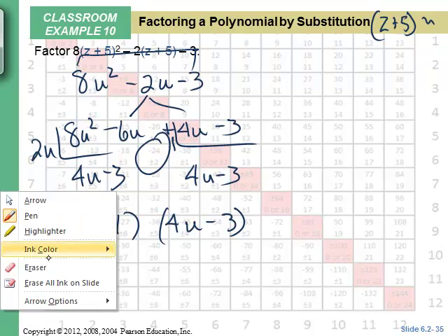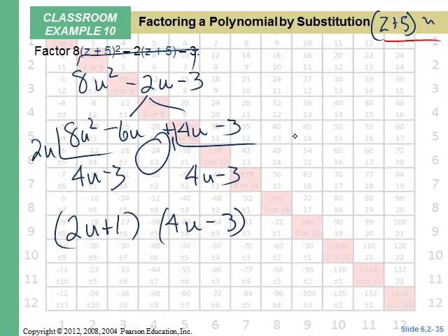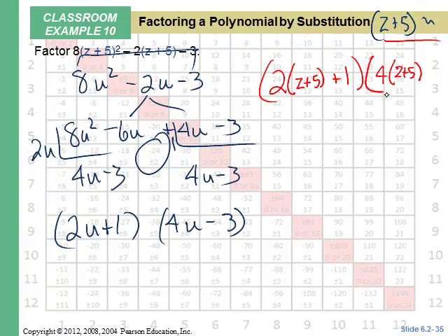But remember that u is z plus 5. So 2 times z plus 5 plus 1, and 4 times z plus 5 minus 3. So let's multiply this out. We get 2z plus 10 plus 1 is plus 11.